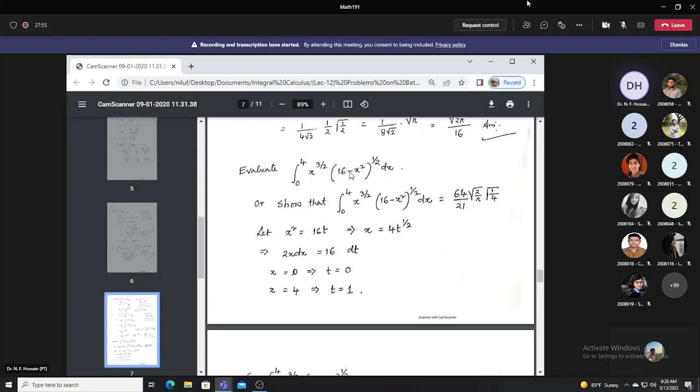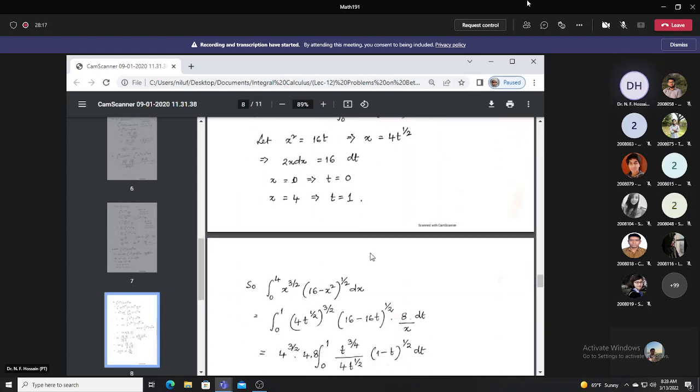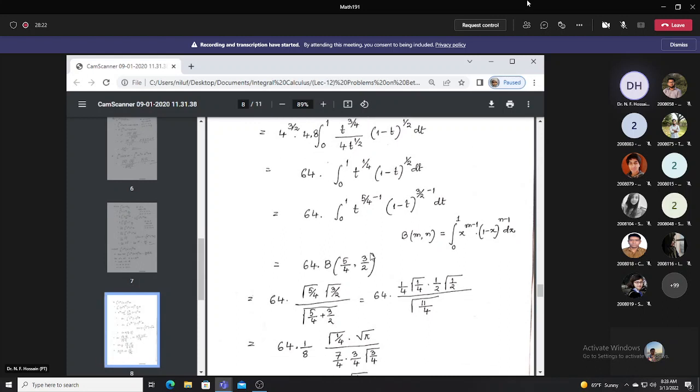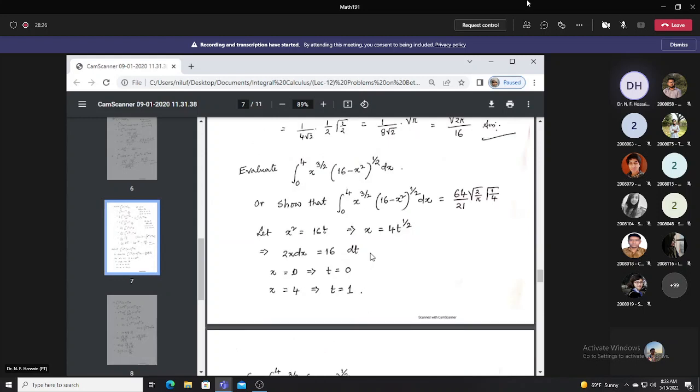Suppose x square equal to 16t, because there is a 16 here. We want to take 16 common so that you can get 1 minus sine square theta. Actually, from the very beginning, you can write 16 sine square theta. Oh no, we didn't use it here. Okay, there are several ways to perform an integration, no problem.